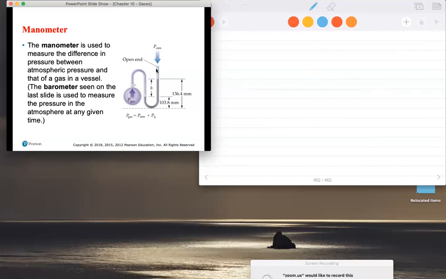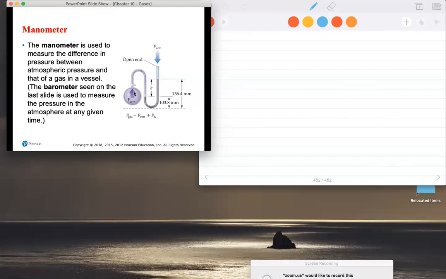It is hooked up to the container of a gas. If you open the valve here, depending on the pressure of the gas inside the manometer, common sense, if the pressure is so high here, it will push this liquid mercury here, and it will rise up there.